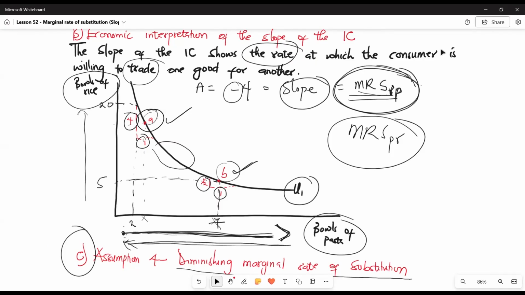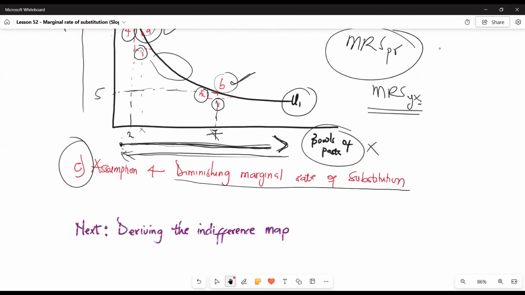So typically, if we represent pasta as good X and rice as good Y, we usually write marginal rate of substitution as good Y for X, which is the trade-off of good Y to get an additional unit of X. And the same understanding can be used in the reverse case. So this is all that we have on our lesson on the marginal rate of substitution.